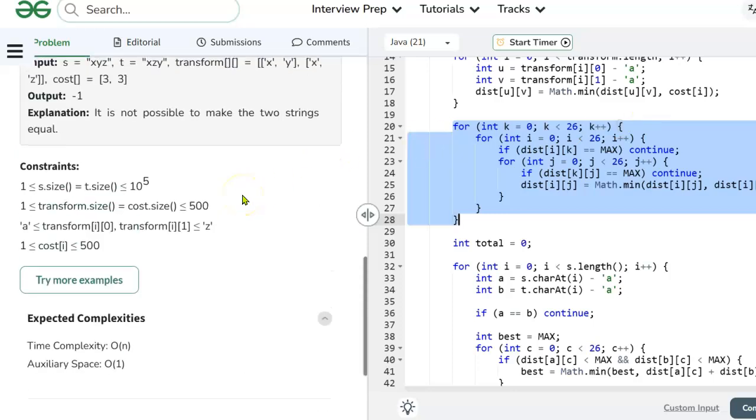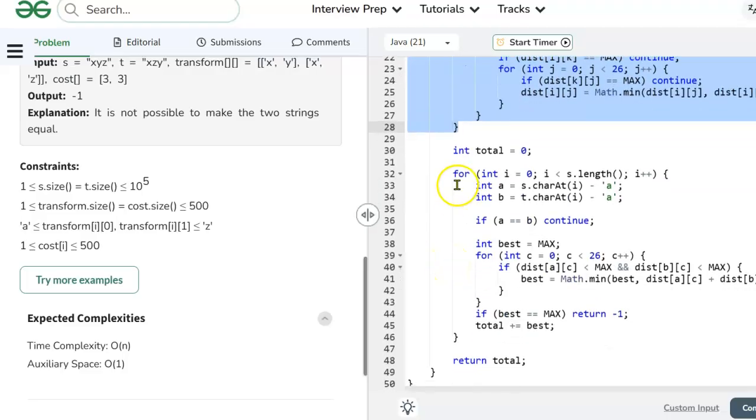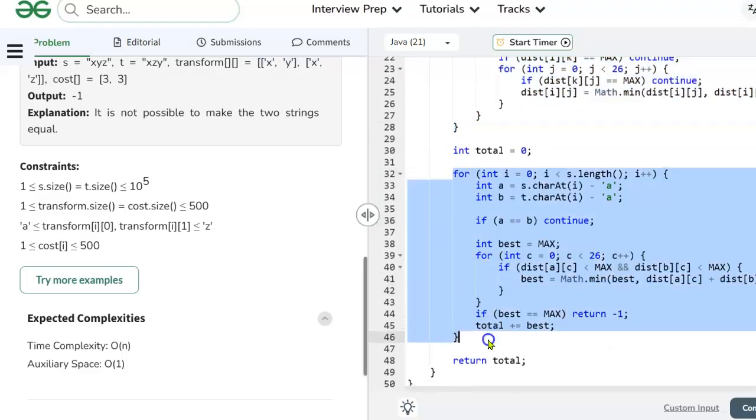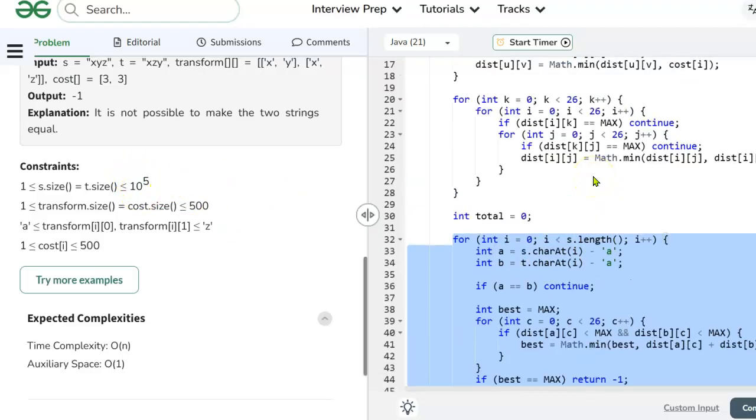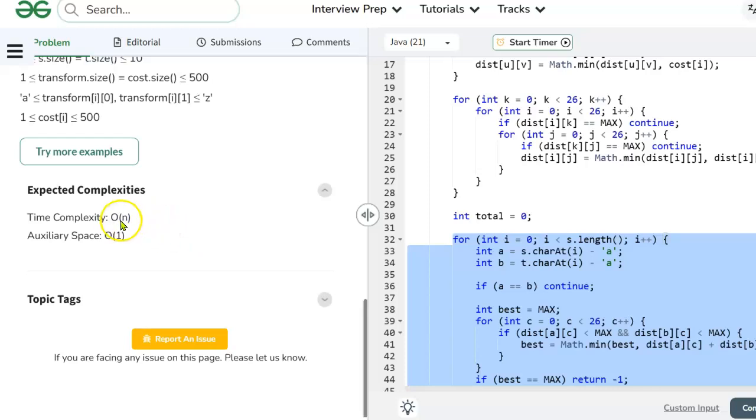Yes, you could say that's constant time, but still, this part down here, where we run a loop over the length of the strings, is O of n. And n here could be up to 100,000. 26 cubed is less than 100,000. So that's why you get to say the complexity is O of n, even though you've got a 3-level nested loop in here.